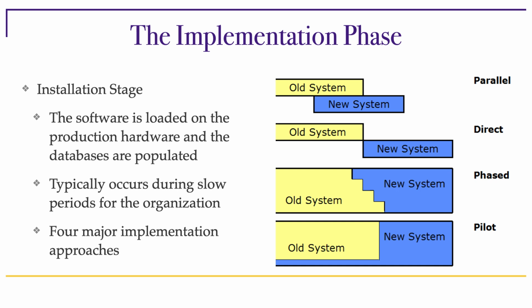Direct cutover or direct installation is a situation where you are stopping one system and starting a new one immediately. So this is a situation where, for example, you cannot run in parallel. Typically this type of cutover happens over weekends or at night. And it's sort of an abrupt change from one system to the other.